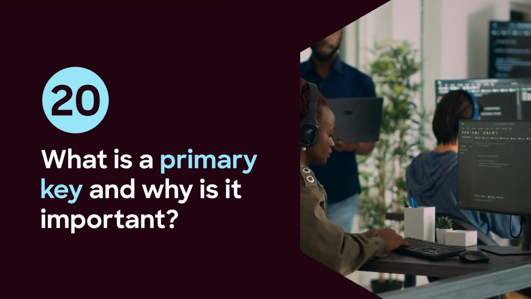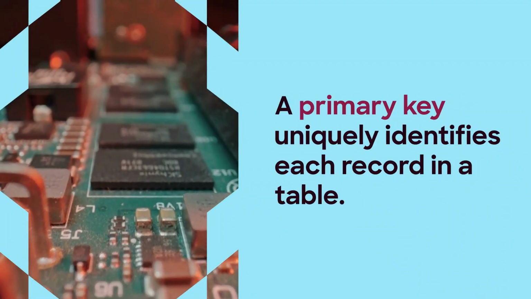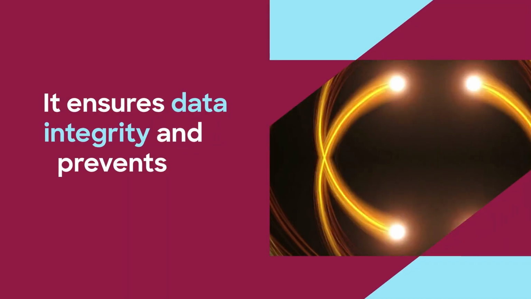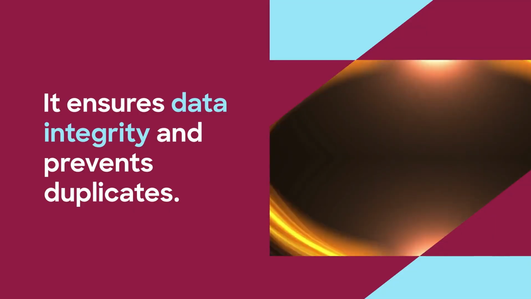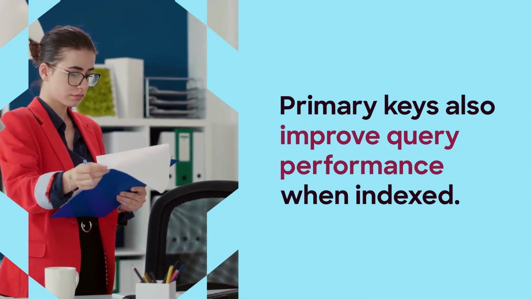20. What is a primary key and why is it important? A primary key uniquely identifies each record in a table. It ensures data integrity and prevents duplicates. Primary keys also improve query performance when indexed.